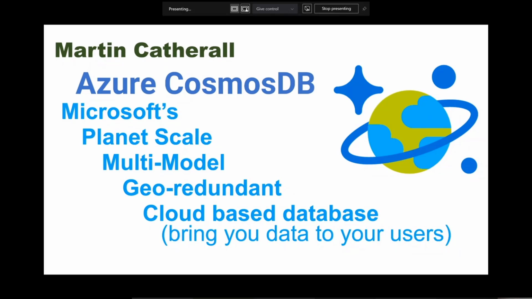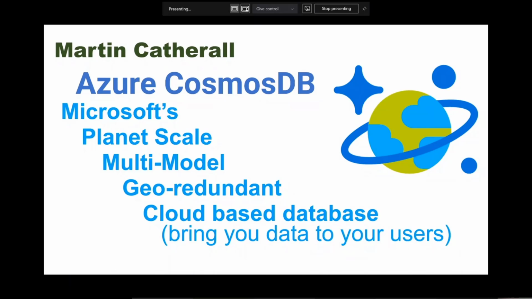Well, SQL Server's a relational database. Cosmos DB is a NoSQL database. So it's a bit of a mouthful. It's Microsoft's planet scale, multi-model, geo-redundant, cloud-based database. Sounds a bit like introducing a heavyweight boxer.